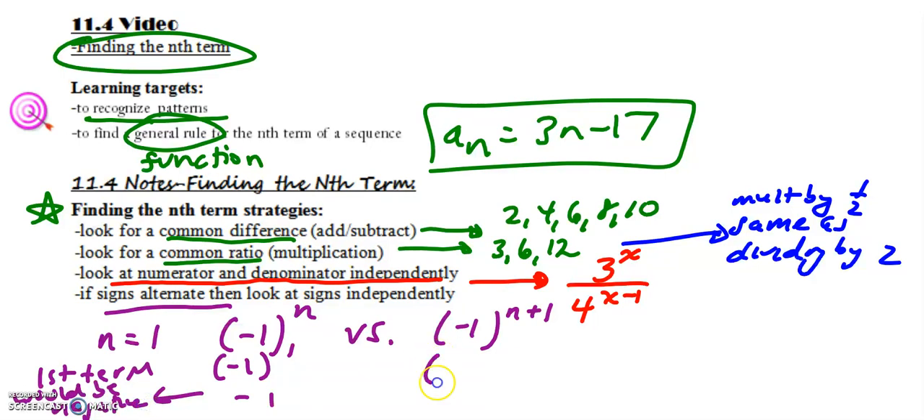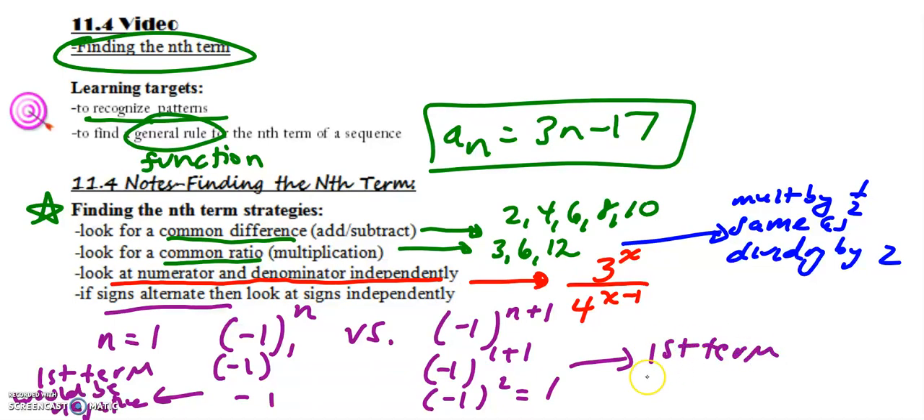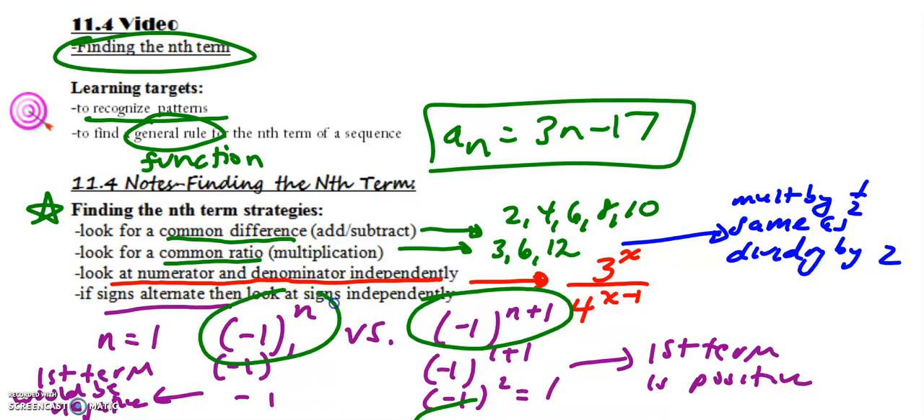Versus, if you plugged 1 into the other function, that would be -1 squared, which is a positive 1, which means if you use this in your function, it would help you say that the first term is positive. So this here and this here will be helpful for you later if your signs are changing in your patterns. So we're going to relate back to this later.